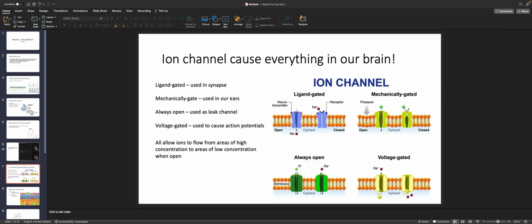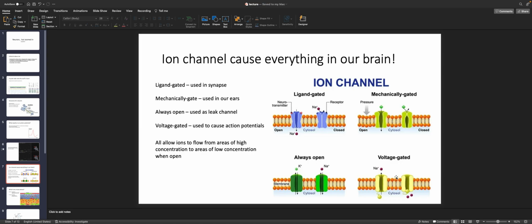They also have some that are always open. These can also be known as leak channels. The other three types are gated by some means, meaning that they open and close given certain conditions. These always open channels don't have that stipulation, they're just always open, and they cause everything to leak out slowly. And then finally, we have these voltage gated channels, and that means that given a cell voltage, the channel will be open.